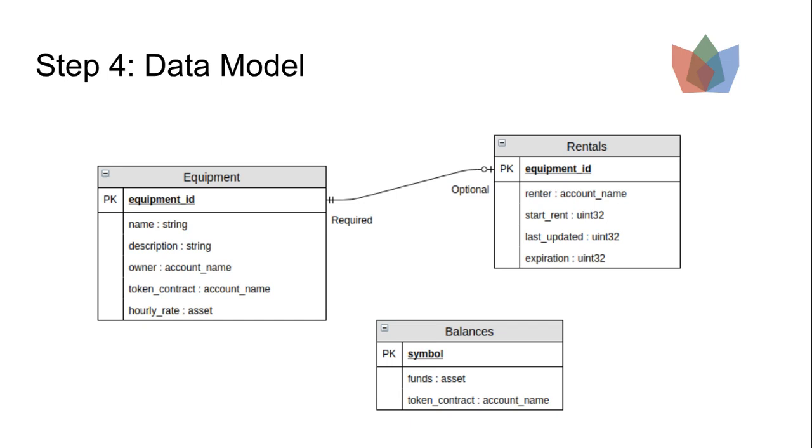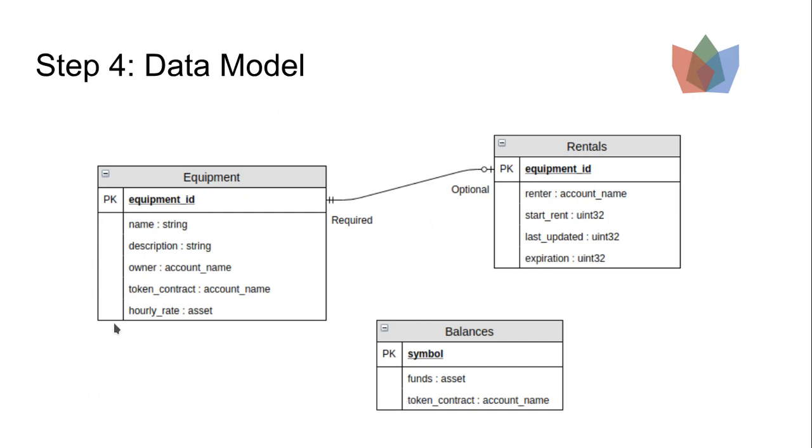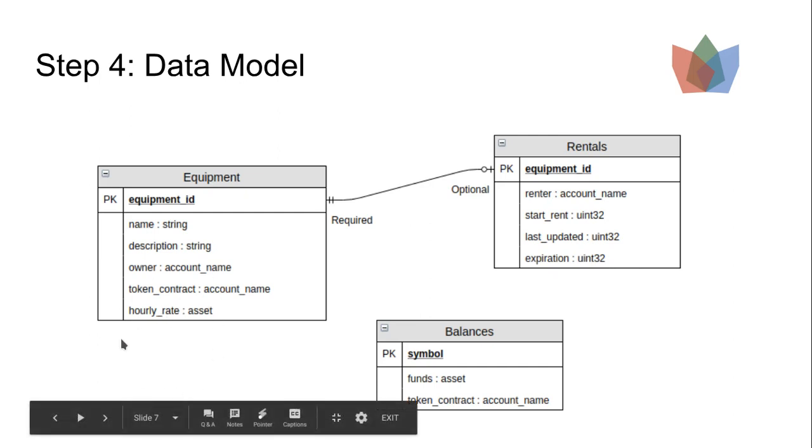Here's that information just in an entity relationship diagram. It's a little easier to read, and this will help us translate it into a smart contract. So we're going to have 3 different tables in our smart contract. One is sort of our equipment master data, if you will. It'll keep track of the name, the description, the owner, the token contract, and the asset for rental purposes.